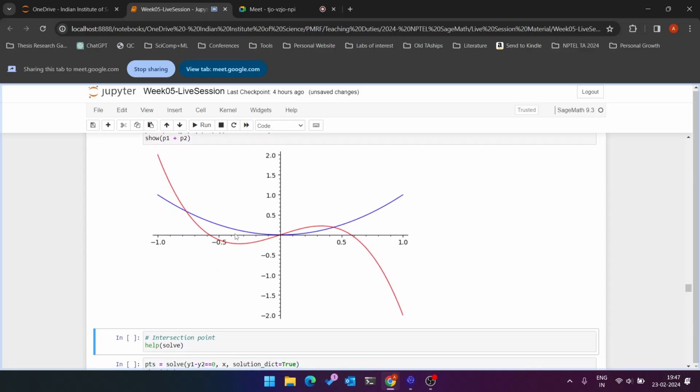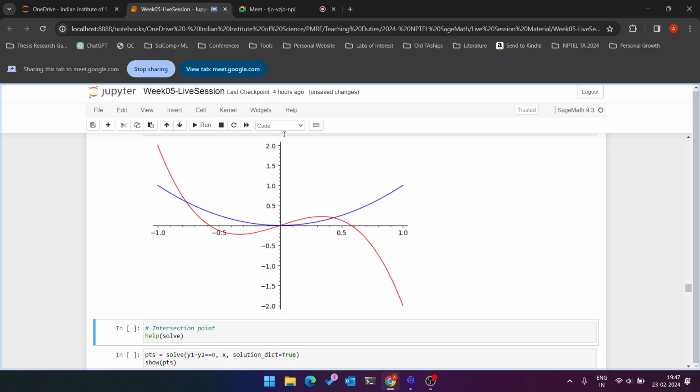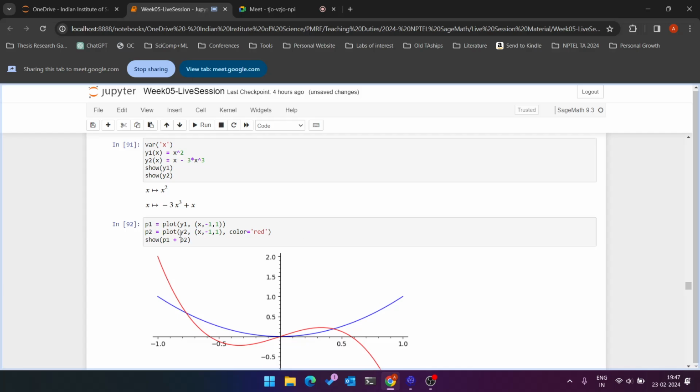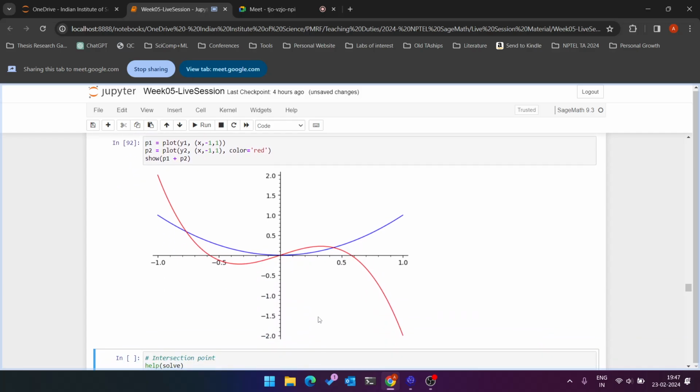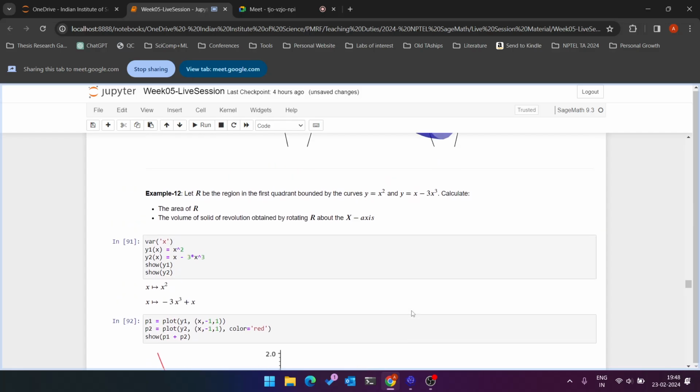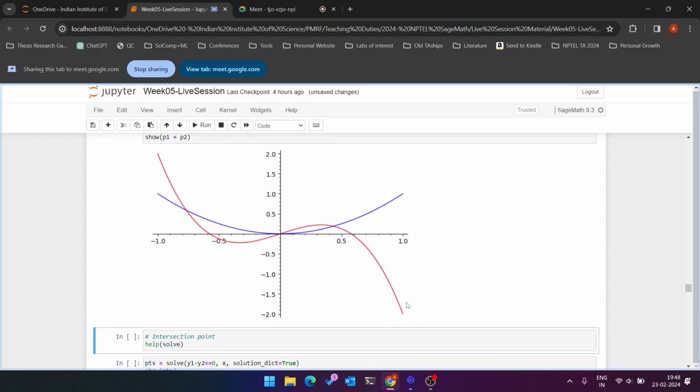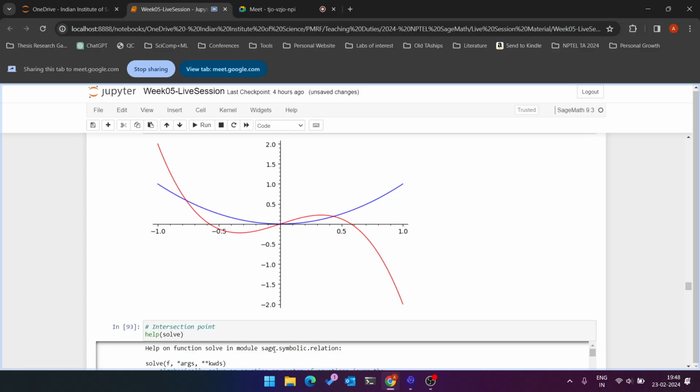Now we are interested only in the first quadrant, so we'll be looking at only this part. Another thing is we can see that y2, in red, is above the blue part, which is y1. So we are only interested in this part up to this point where y2 is above y1, and this creates a bounded area. After this, these two curves will be diverging, so we won't have a finite value. That is why we need to find this point also. We do that using the solve function.